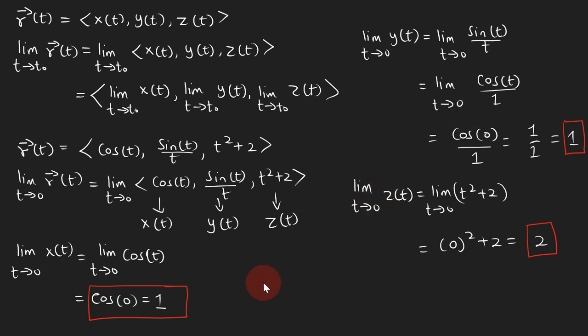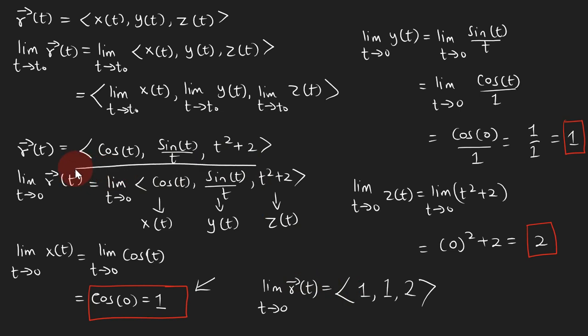Okay, so I'm going to say that the limit as t approaches 0 for the vector function of t will be equal to, you have the first component function's limit to be 1, and then the second also was 1, and then the third was 2. So this will be the answer after computing the limit of this function that was given.